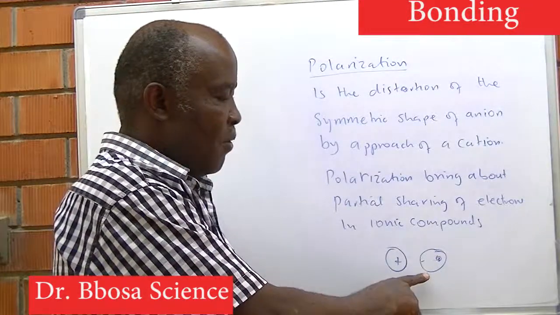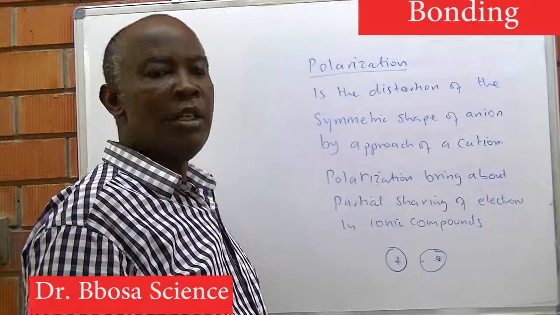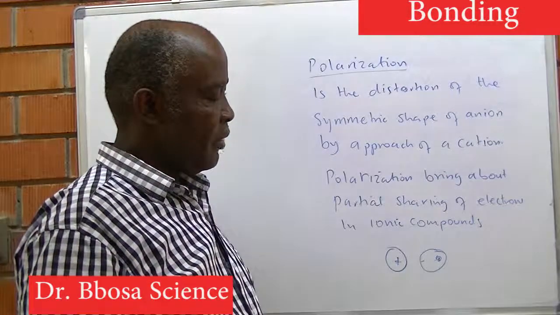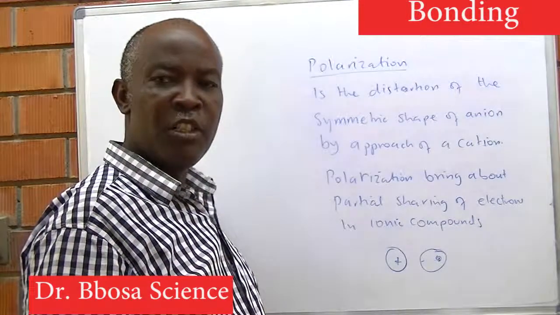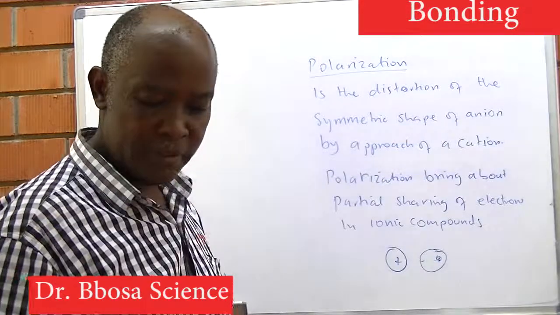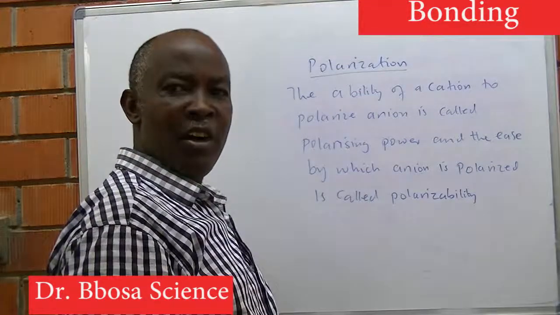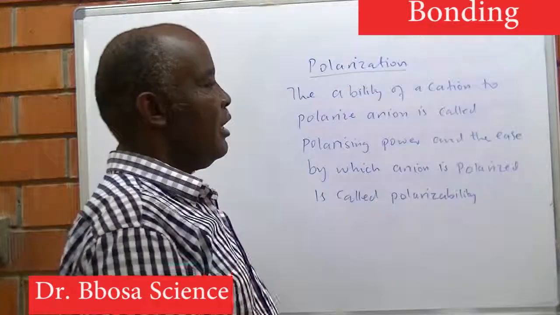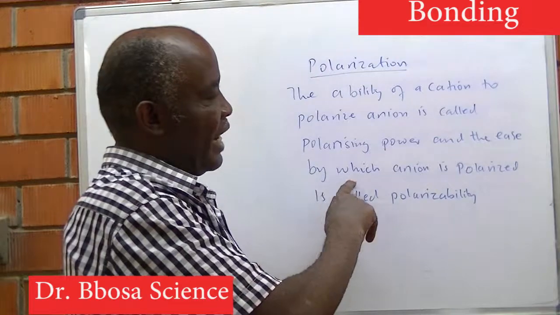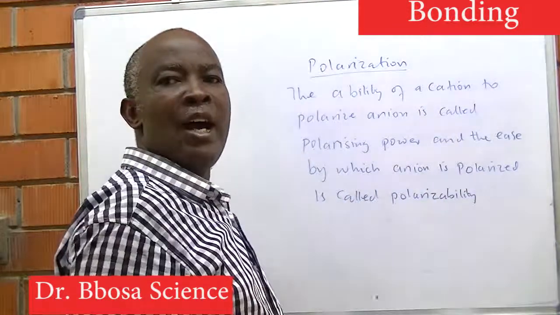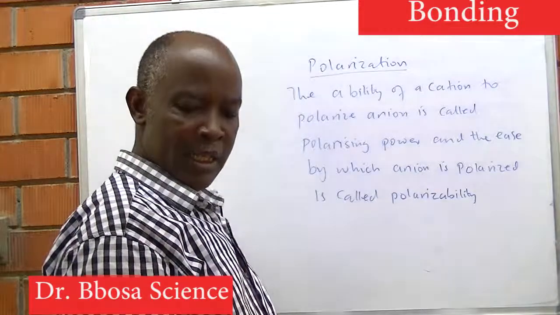The partial covalent bond, one, lowers the melting point and boiling point of a compound, and two, it makes an ionic compound soluble in organic solvent. The ability of a cation to polarize an ion or to attract electrons from an ion is called polarizing power. And the ease by which an ion is polarized, or an ion donates electrons to a cation, is called polarizability.